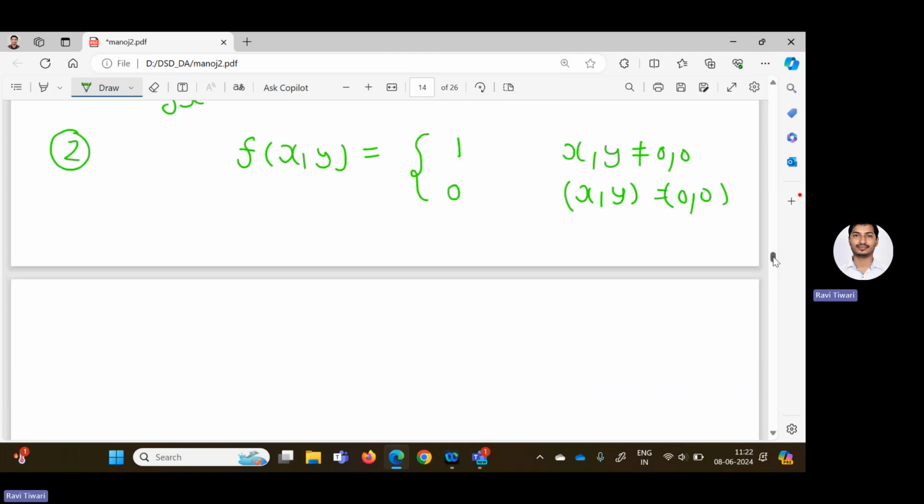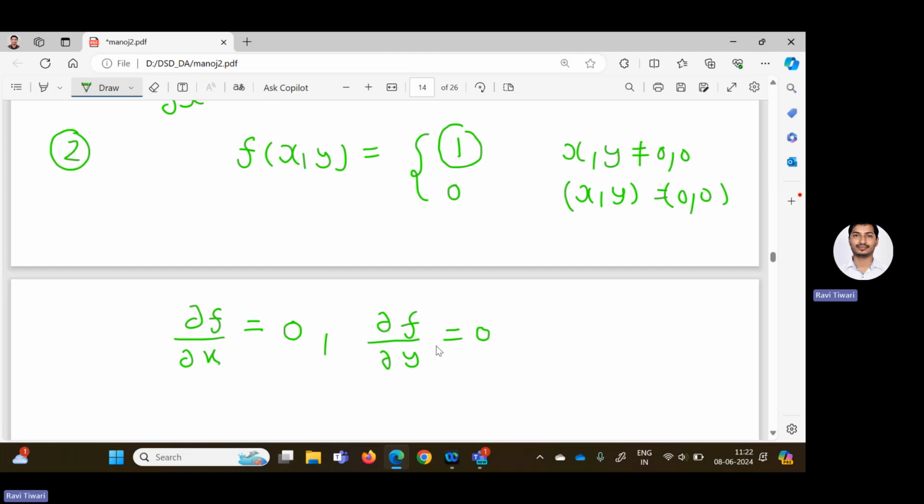So what will ∂f/∂x be? If I differentiate the function with respect to x partially, the differentiation of 1 is what? 0, and the derivative of 0 is 0. So ∂f/∂x is 0, and ∂f/∂y is also 0. So you are seeing some magic here. When we took a continuous function, the partial derivative did not exist, and here I have taken a discontinuous function and the partial derivative exists. So there is no connection between continuity and partial derivative.